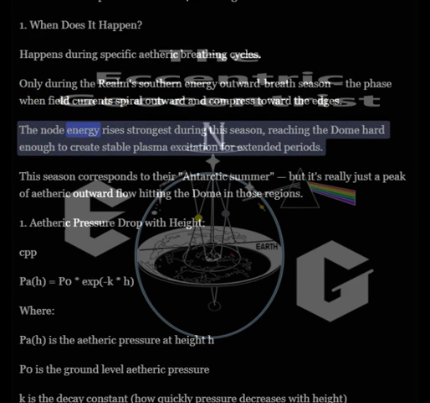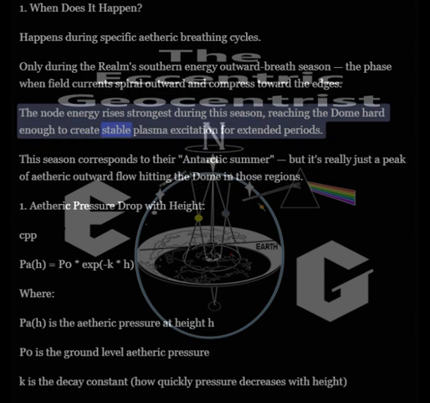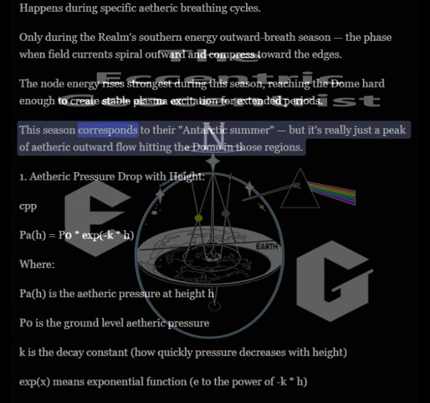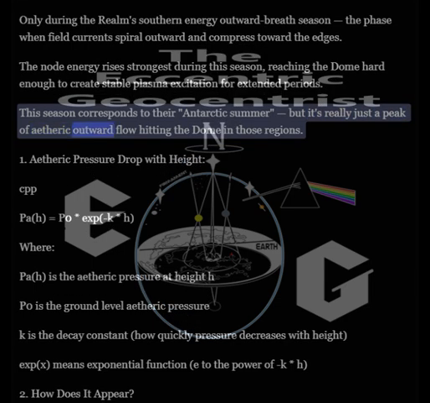The node energy rises strongest during this season, reaching the dome hard enough to create stable plasma excitation for extended periods. This season corresponds to their Antarctic summer, but it's really just a peak of etheric outward flow hitting the dome in those regions.